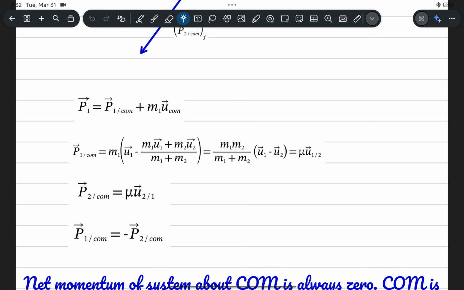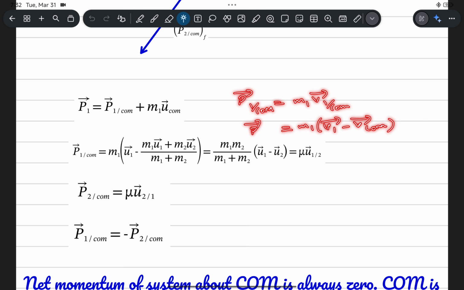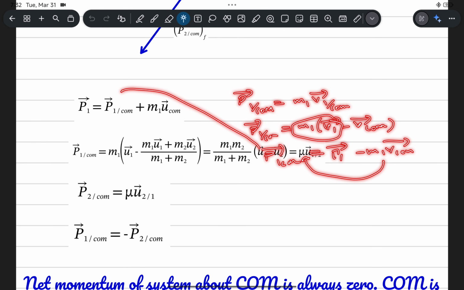So if you're wondering where I got this formula from, I'll just show you this. If you're writing the momentum of 1 with respect to center of mass, I can write it as mass of 1 into velocity of 1 with respect to center of mass. So this one I can write as m1 into v1 minus vcom. Okay. Now this m1 v1 is p1, minus m1 vcom. This is equal to p1 com. Okay, I took this term here. As a result we got this.